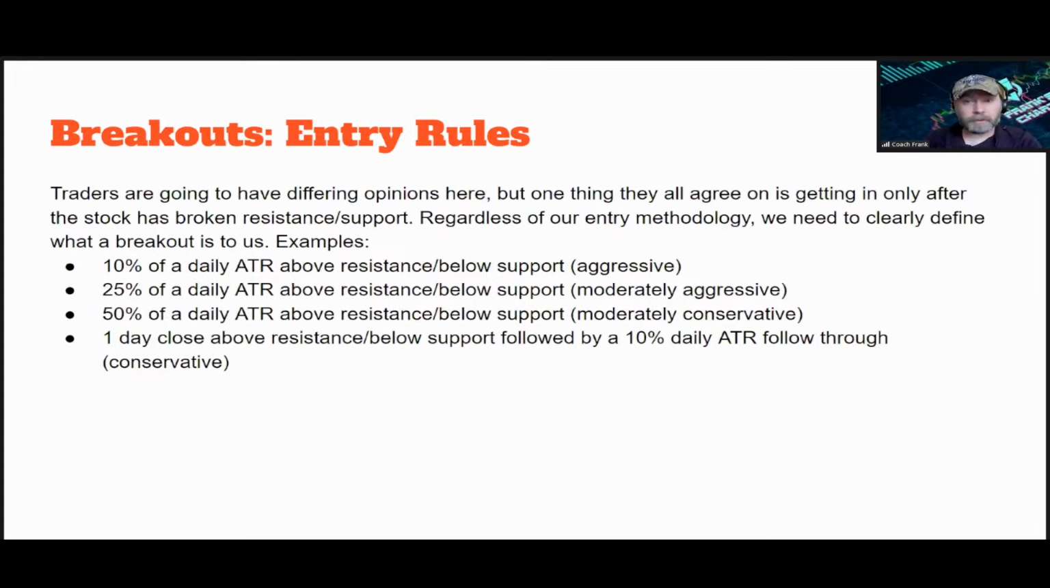So I've thrown together a really good starting point. If you're struggling with rules for your breakout trades, I put together what I see as a good place to start. That's probably not where you end, but maybe it can give you a little bit of a place to start. We're going to have our aggressive entries. That might be 10% of a daily ATR, average true range, above that resistance level or below that support level. That's pretty aggressive, and you're likely to run into a lot of stop-out issues with that type of methodology.